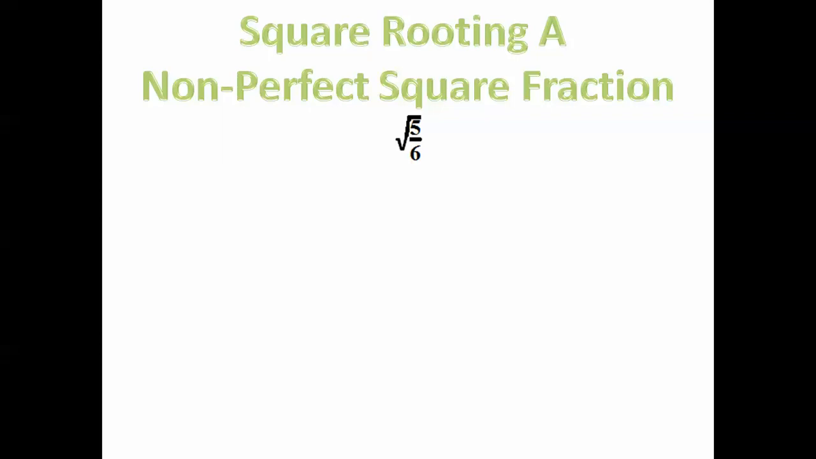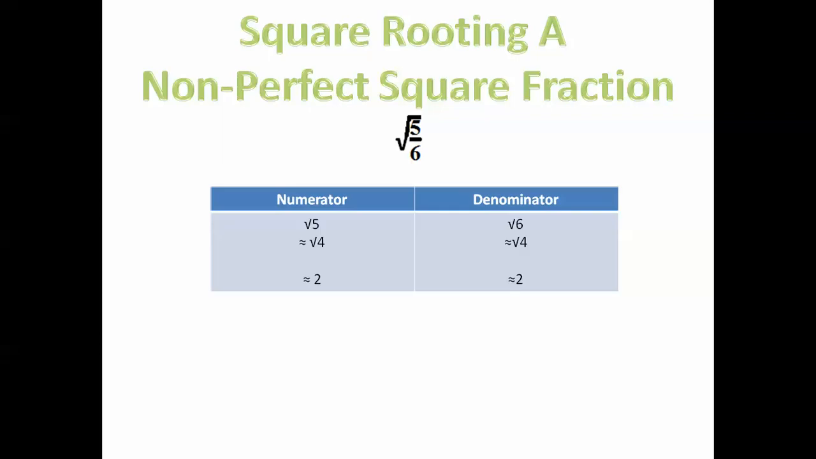Alright, square rooting a non-perfect square fraction. So we have the square root of 5 over 6. And the way I like doing this is to separate it into the numerator and denominator. The square root of 5 for the numerator is roughly equal to the square root of 4, which is roughly equal to 2. Now our denominator, the square root of 6, is pretty close to the square root of 4 as well, which is roughly equal to 2.